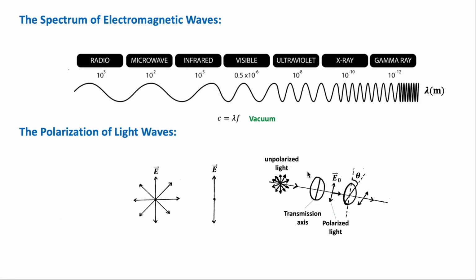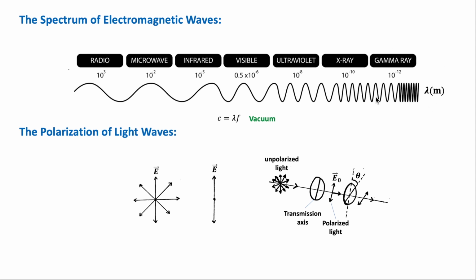So we will now discuss the spectrum of electromagnetic waves. Electromagnetic waves are produced by accelerating charges and they travel in vacuum with a speed c, wavelength lambda, and frequency f, okay? And there are different types of electromagnetic waves, all differing in frequency and wavelength, as you can see here, from low frequency to high frequency.